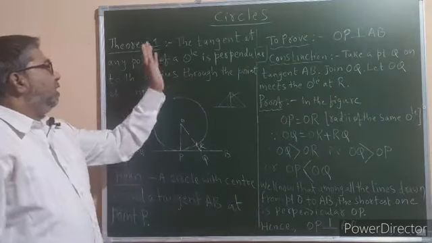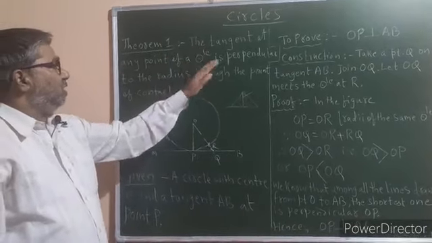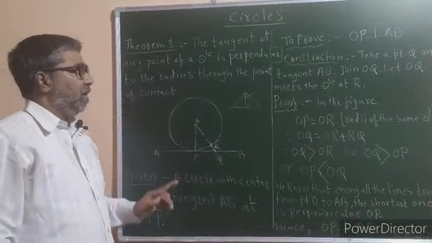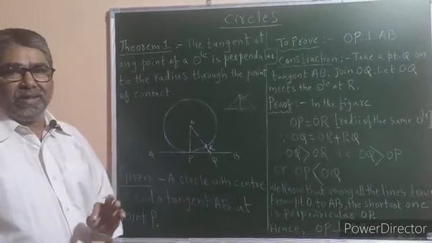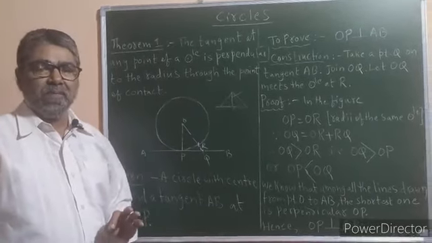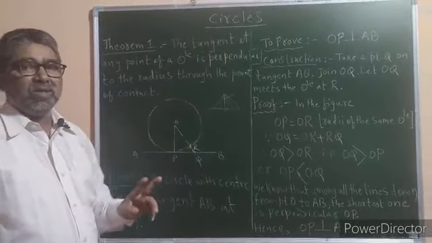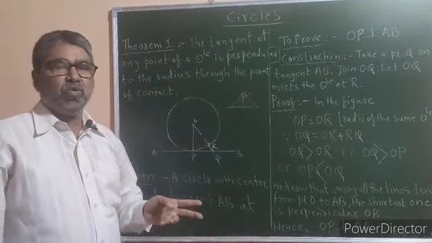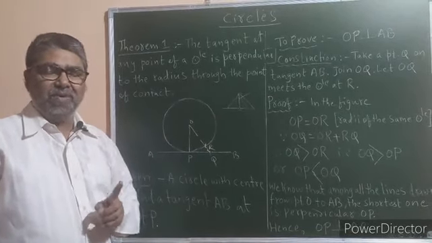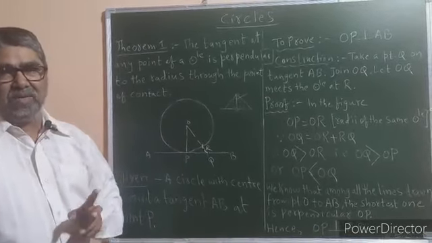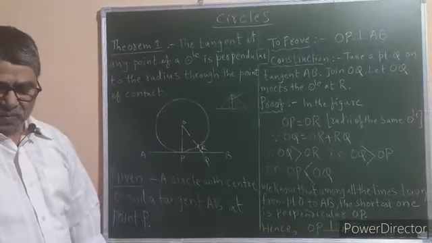So in this way, the tangent at any point of a circle is perpendicular to the radius through the point of contact. This is a very important theorem. Two theorems you have to learn related to circles. From these two theorems you will get one definite question carrying 3 marks in your annual examination.